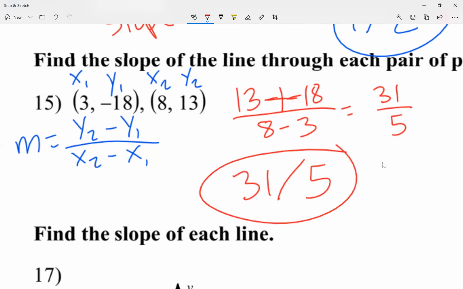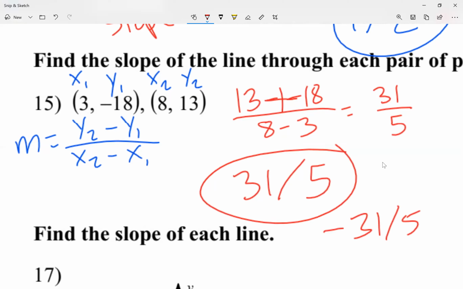As I mentioned earlier, if there is a negative sign, it doesn't matter if the sign is on top or the bottom. If there is a negative sign, bring it to the front. So for example, if this was a negative answer, I would have said negative, bring the negative to the front, and then 31 over 5.